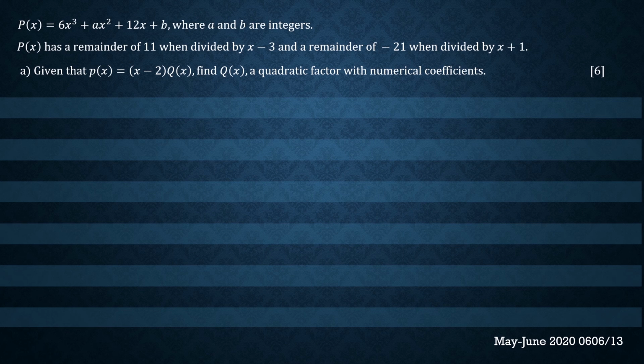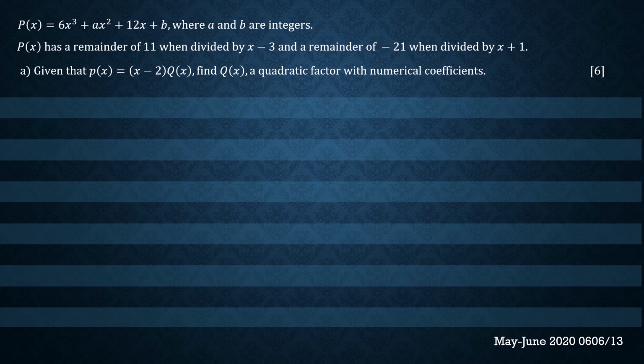In this question, we're given the polynomial 6x cubed plus ax squared plus 12x plus b, where a and b are integers. The polynomial has a remainder of 11 when divided by x minus 3, and a remainder of negative 21 when divided by x plus 1.